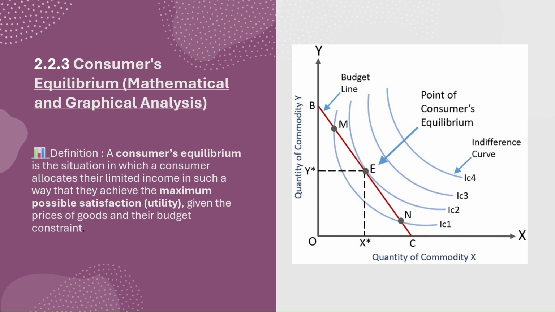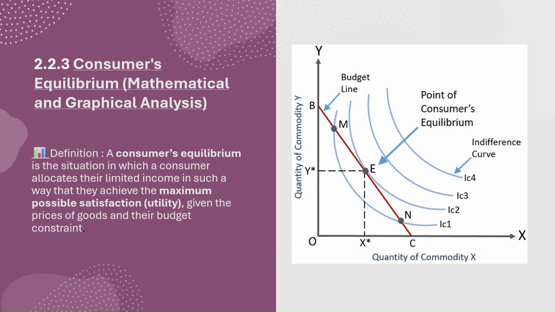Consumer's equilibrium is the situation in which a consumer allocates their limited income. It is very important in economics that we cannot go out of our income. A consumer allocates their limited income in such a way that they achieve the maximum possible satisfaction given the prices of the goods and their budget constraint. It will be a lot easier if we see it in the graph.